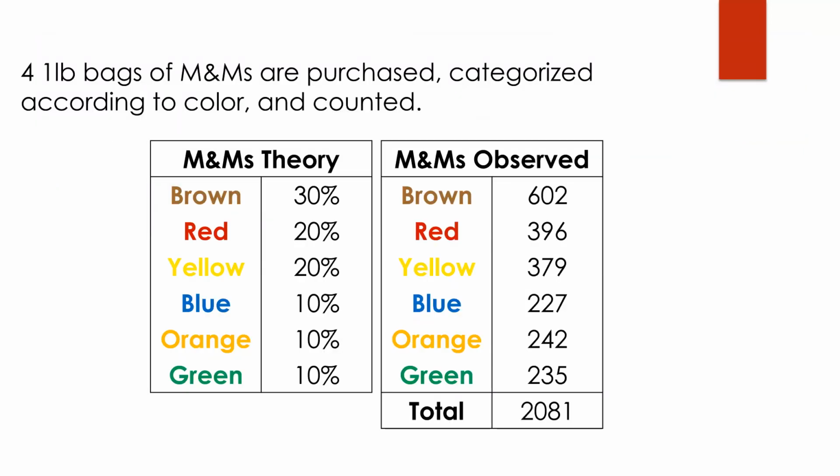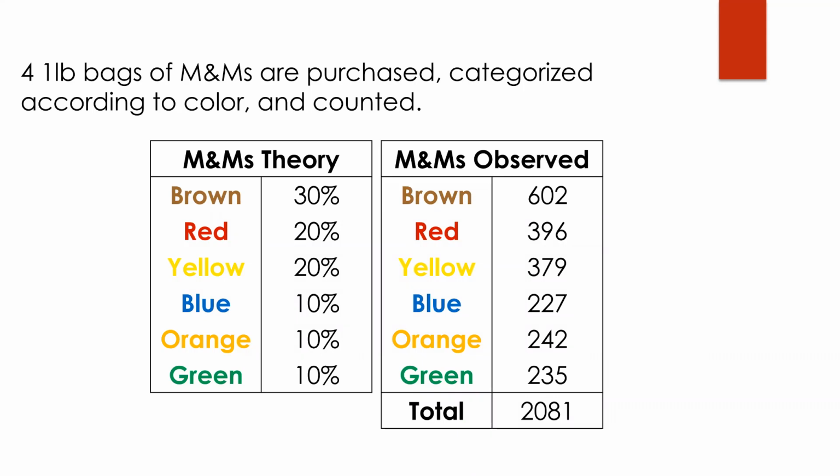So let's say that one Friday night, because you just have nothing better to do, you go and buy 4 1-pound bags of M&Ms, and you decide to just dump them all on your coffee table, and you separate them by color and count out how many of each color that there are. What a fun Friday evening, right? So you counted a total of 2,081 M&Ms. And this is assuming you did not eat any on the way. Okay, so 2,081 M&Ms total from 4 1-pound bags.